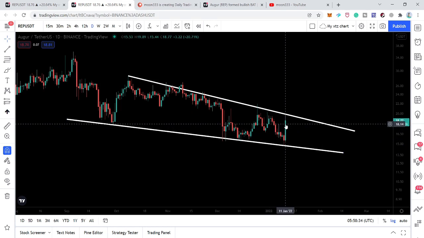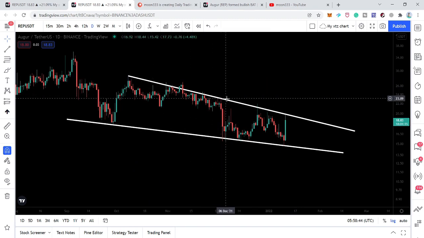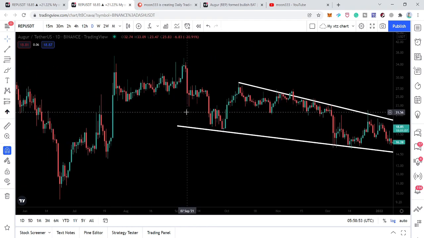Now, if the price line breaks out, then our next target can be here at the tail of this falling wedge. That will be approximately $27, approximately $28. But before that, we have a very, very strong resistance here at $22. You can see that previously this level has been broken as a nice support, and here it acts as a strong resistance.